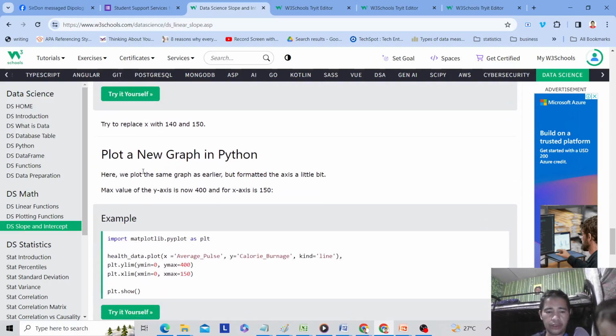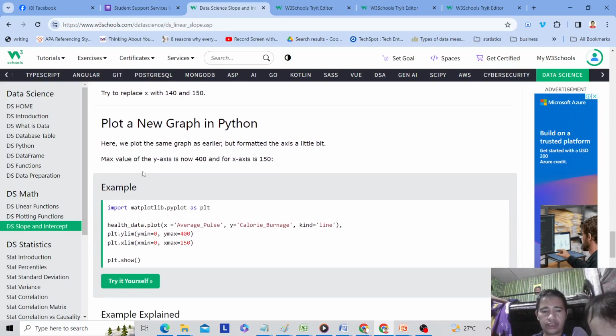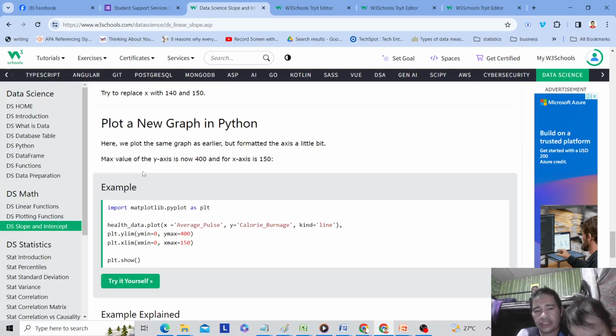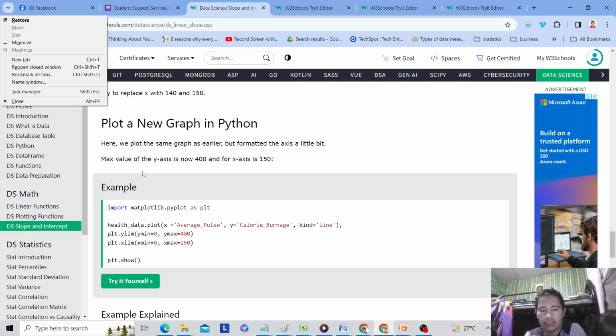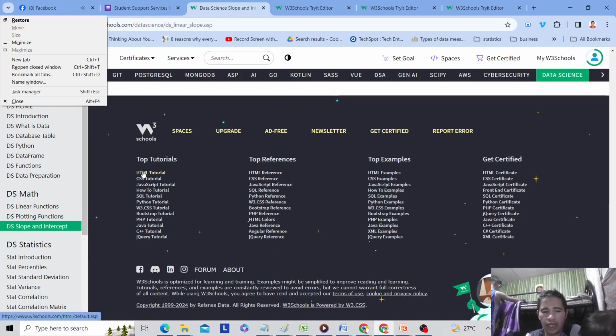Okay, next, plot a new graph in Python. Here we plot the same graph as earlier but formatted the axis a little bit. Max value of the y-axis is now 400 and for the x-axis is 150. So we have this code: import matplotlib.pyplot as plt, health_data.plot, x equals average pulse, y equals calorie burnage, and the kind equals line.